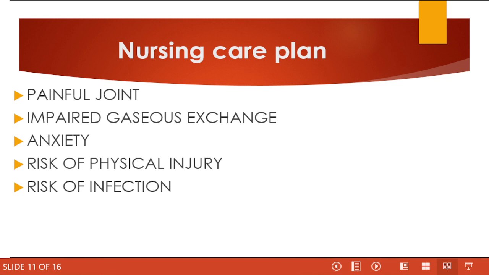Right, we go to risk of physical injury. This is our nursing diagnosis: risk of physical injury due to painful joints and restlessness secondary to hypoxia. All right, our aim. The patient will be prevented from sustaining physical injury throughout hospitalization.